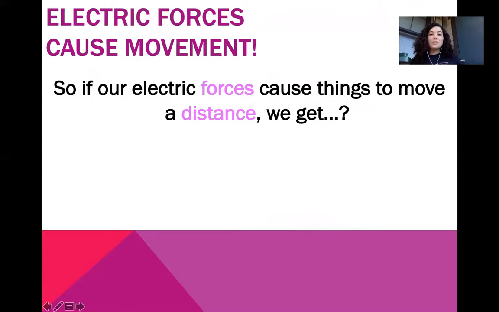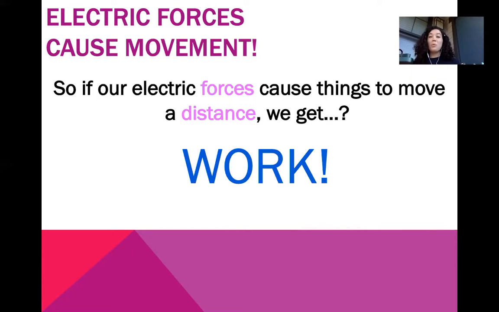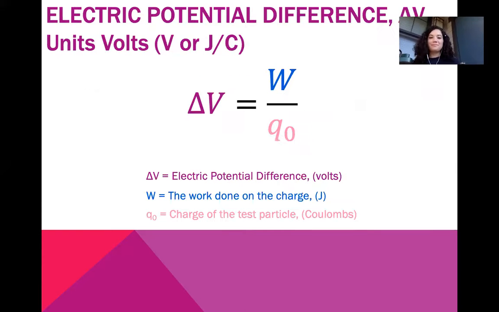So electric forces can cause movement. If our electric forces cause things to move a certain distance, what do we get? We get work. Remember, work is a force applied over a distance. So our delta V, electric potential difference, is equal to the work done on the charge divided by the charge of the particle. Take a second, copy this down into your formula sheet or into your notes so you can reference it.